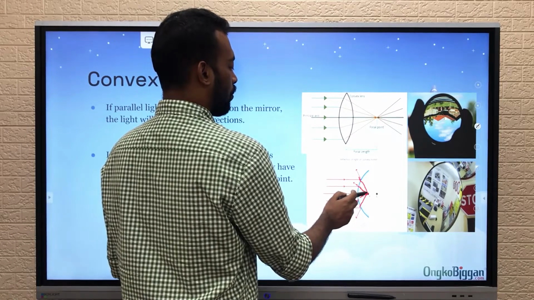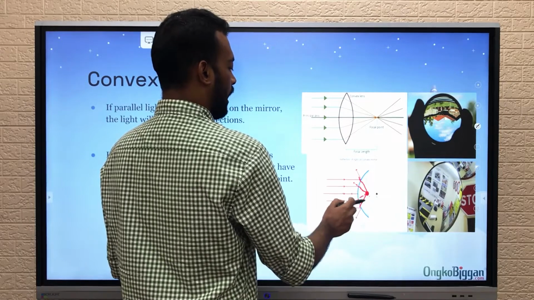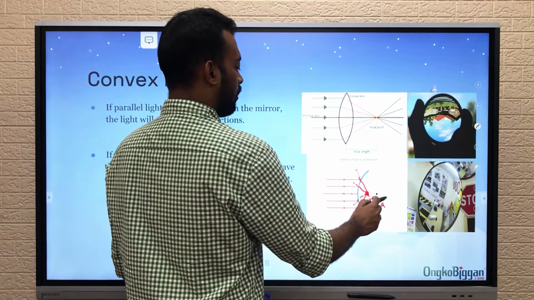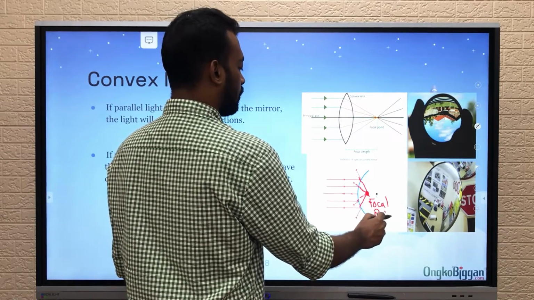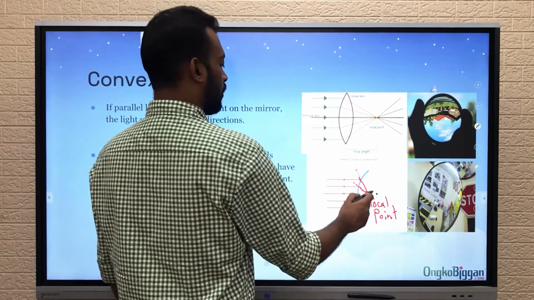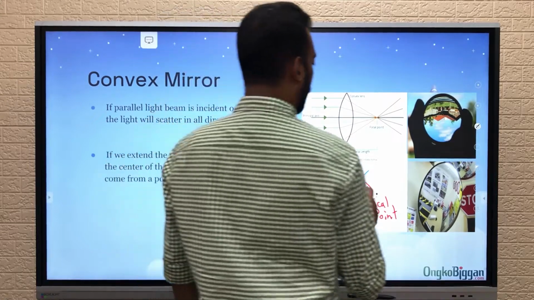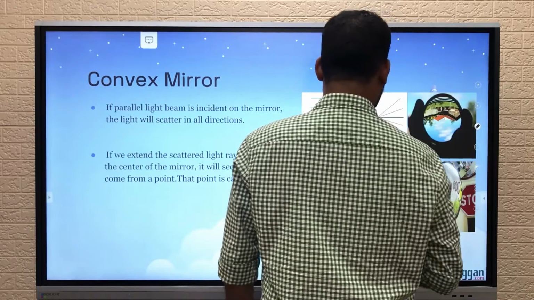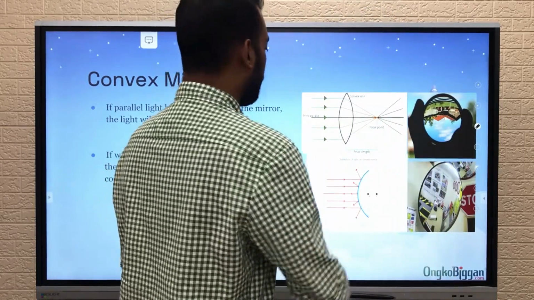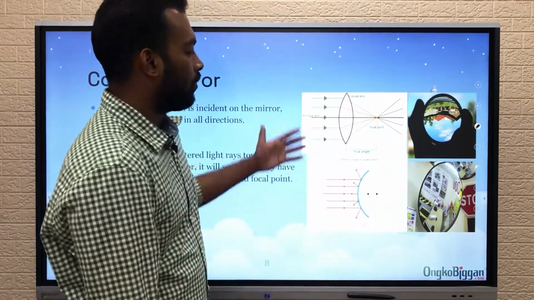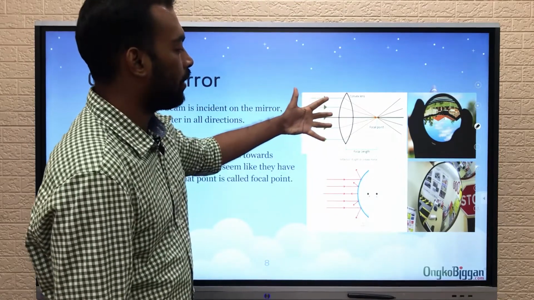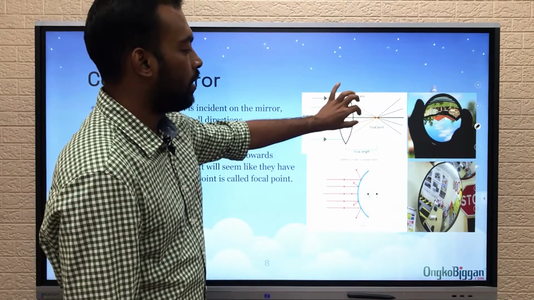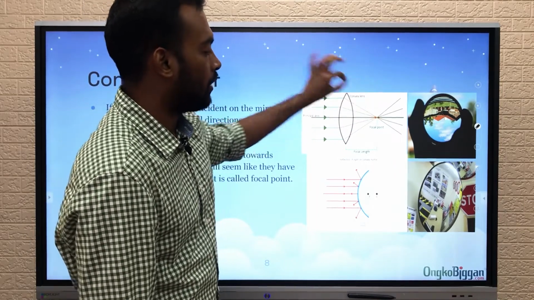all these beams are meeting at one point. That point is called the focal point. This focal point is half of the radius of curvature. See, in this also, these are the beams of light which are falling on this mirror, and all these rays are meeting at this focal point.